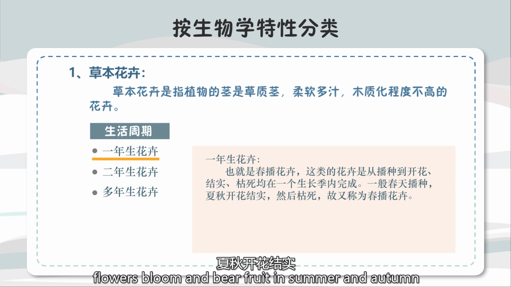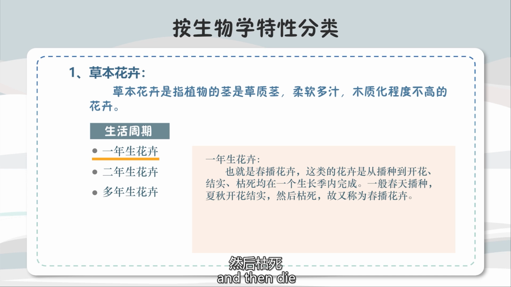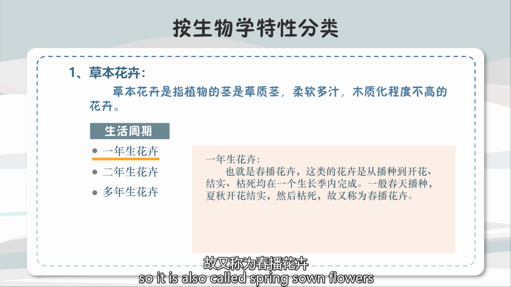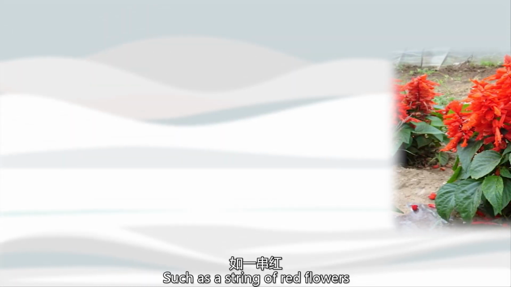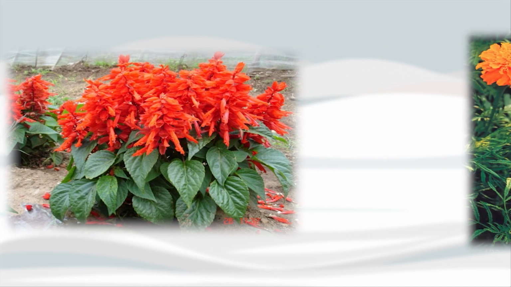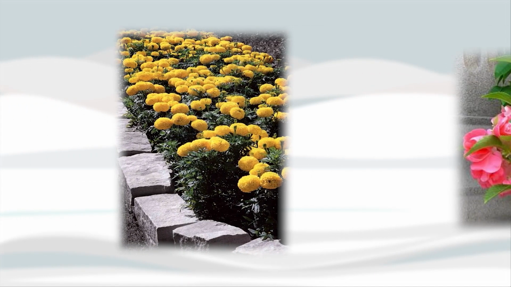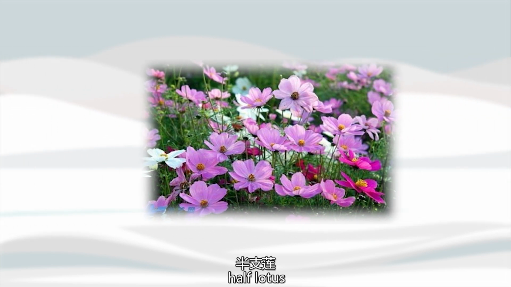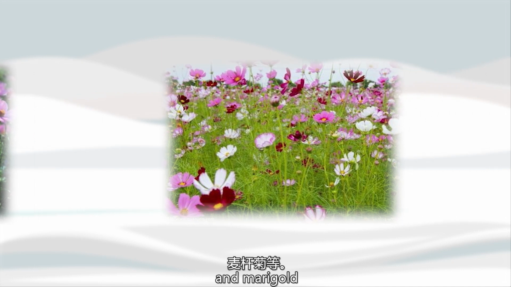Flowers bloom and bear fruit in summer and autumn, and then die, so it is also called spring sunflowers, such as a string of red flowers, marigold flowers, garden balsam, coxcomb flowers, zinnias, half lotus, cosmos, and marigold.